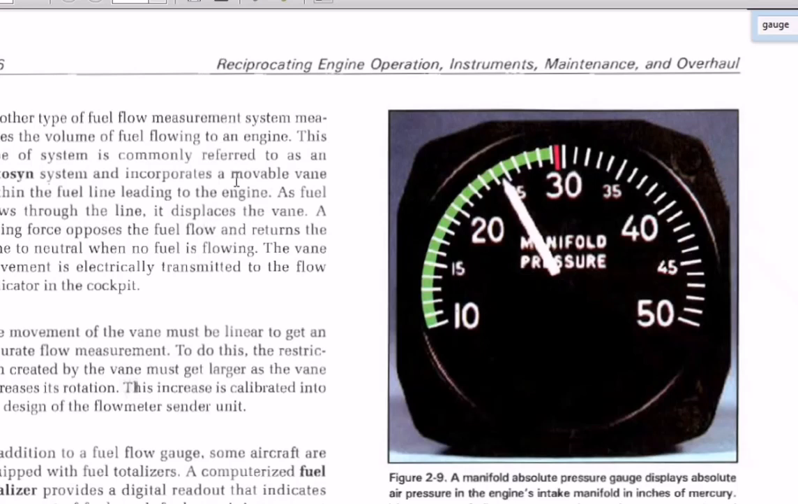Tetapi untuk turbocharger, green arc tu maksudnya normal operation. Kalau supercharger atau turbocharger, the green arc should be up here. So the needle should not be operating less than the red line. Kalau normal aspirated, this needle should not go beyond the red line. Kalau boosted induction, dia terbalik. Needle should not go below this red line. Pasal apa?